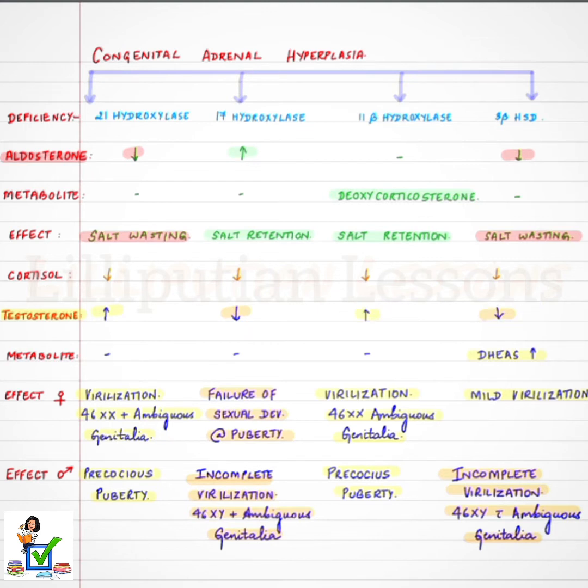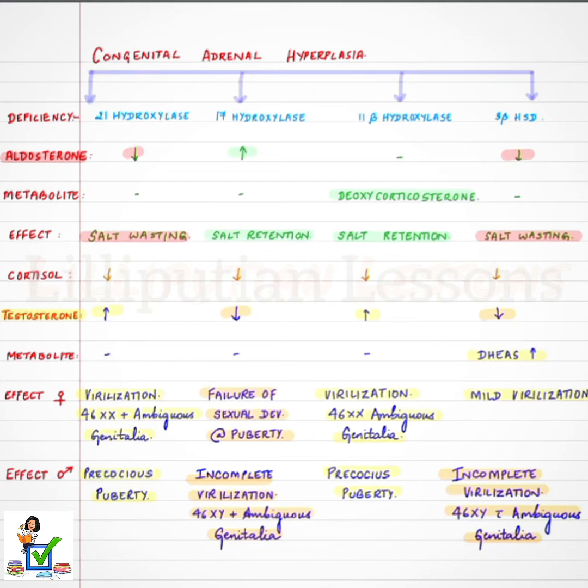Okay, so if testosterone is increased, what is the effect? The effect on female and effect on male, and this is in the fetal stage. So if testosterone is increased, the effect on a female baby is that there is virilization. When there is virilization, it is 46XX but with ambiguous genitalia. And if it is a male, during the fetal life nothing happens because it is syntenic. But when the child keeps growing up, there is precocious puberty.